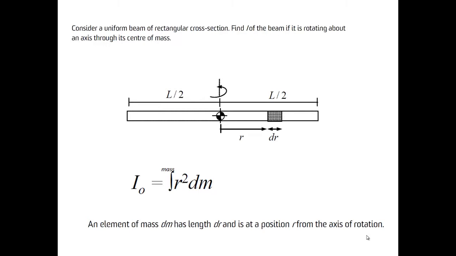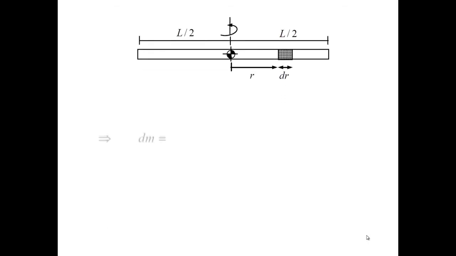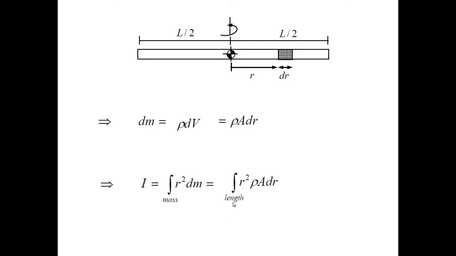Now dm can further be defined as rho dV, which is equal to rho times a times dr. Now if we go back to the formula we had above, I is equal to the integral of r squared times dm, we can now change it to integrating with respect to length. r squared remains the same, whereas dm, the expression we found over here, has now been replaced with rho a times dr.